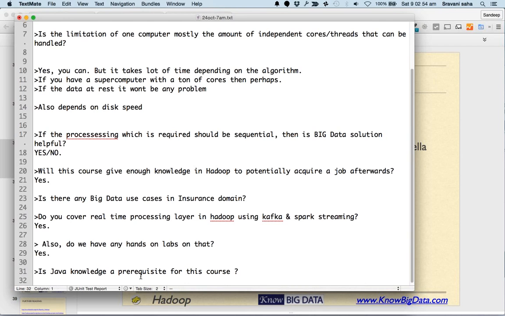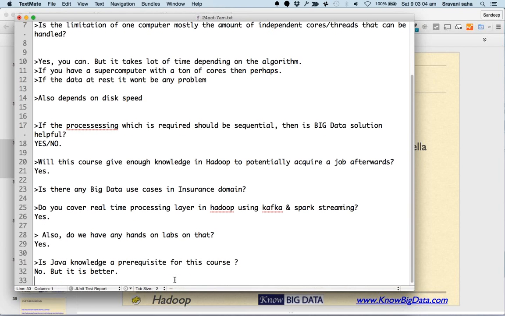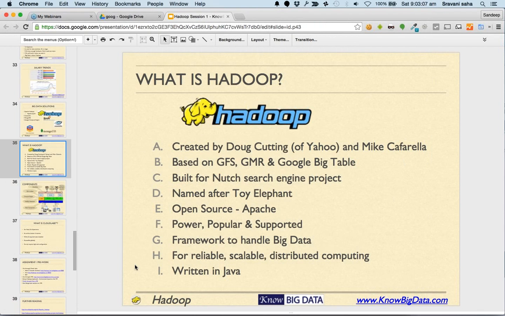Dirpu's question is, is Java knowledge a prerequisite for this course? No, but it is better. We provide a free Java course which you can right away register for and start learning. In session number 5, you would need Java, because that session is dedicated to MapReduce with Java, and therefore you would require knowledge of Java. Lots of students were asking for Java, so I gave a free session to all the students and recorded it, and that became our Java pre-recorded session. So you can go through that.